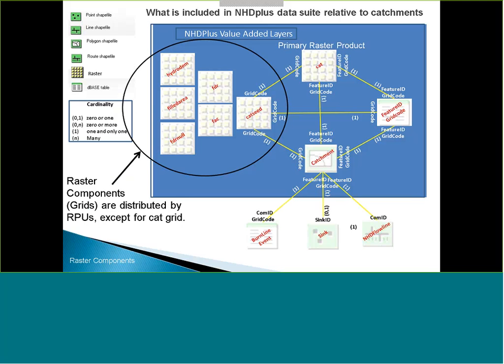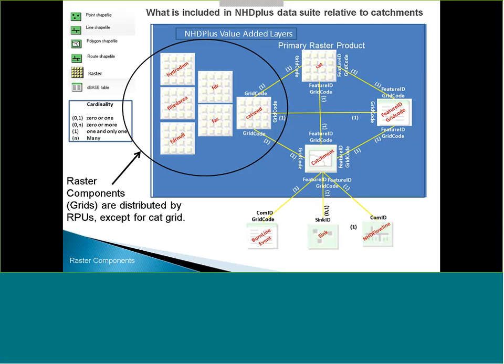This is a simplified schematic diagram that shows the components of NHD Plus version 2 data suite relative to the catchments. In the data suite, CAT is the catchment grid, the product of the raster processing. The feature class catchment is the vectorized version of CAT. Both the CAT and catchment are distributed by the entire vector processing unit, or VPU, which is typically a hydrologic region, a 2-digit hydrologic unit.